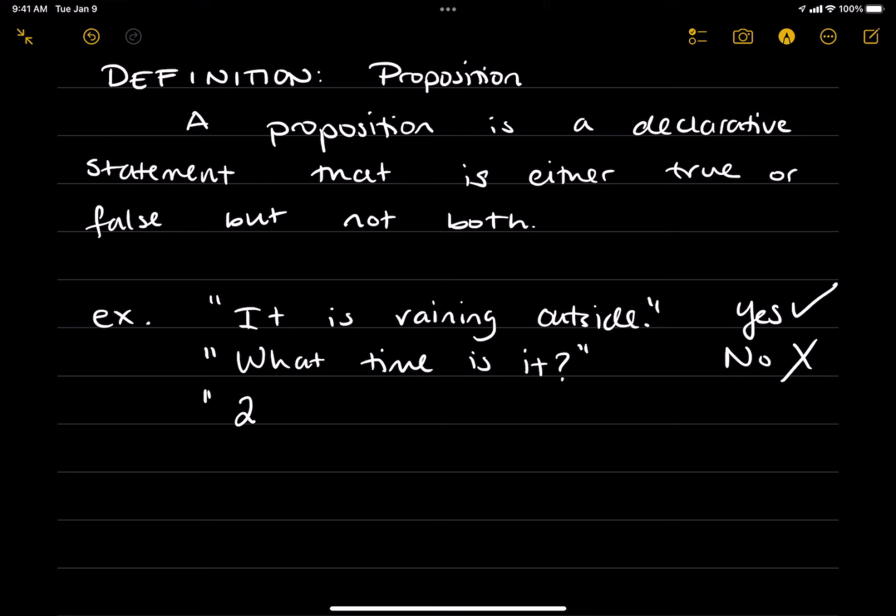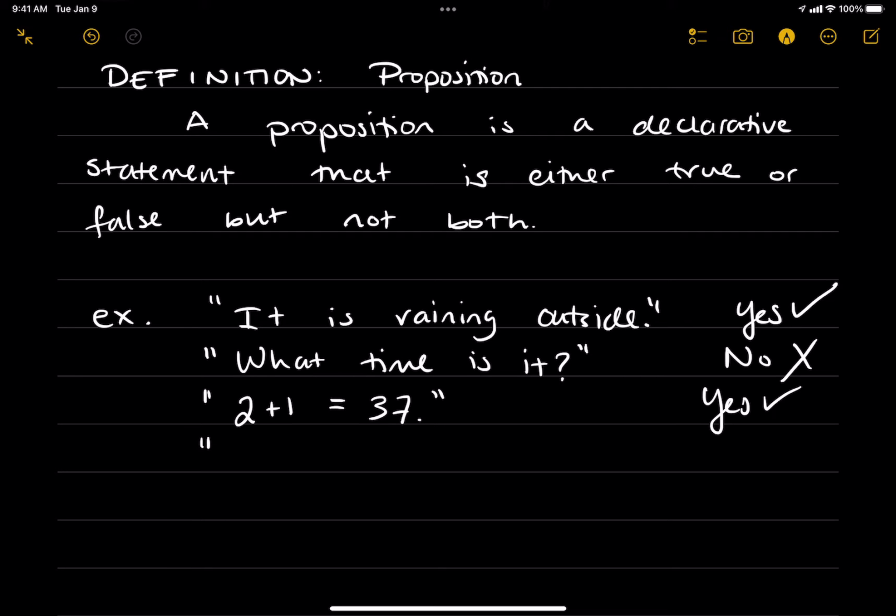Maybe something like 2 plus 1 equals 37. This is a declarative statement. We're declaring that 2 plus 1 is equal to 37. This is a proposition, because it's declarative, as I just said, and it's false. So it is either true or false.